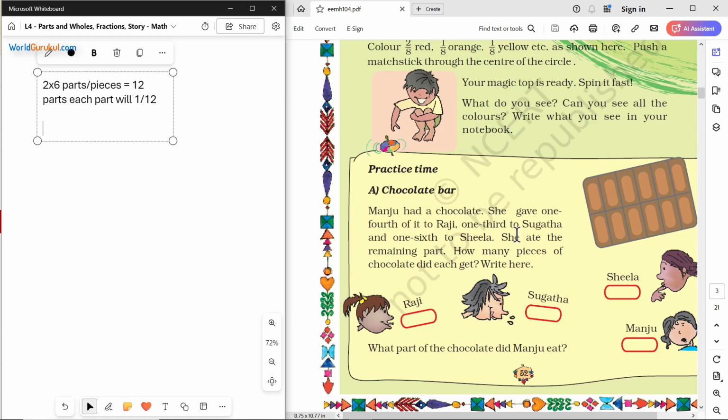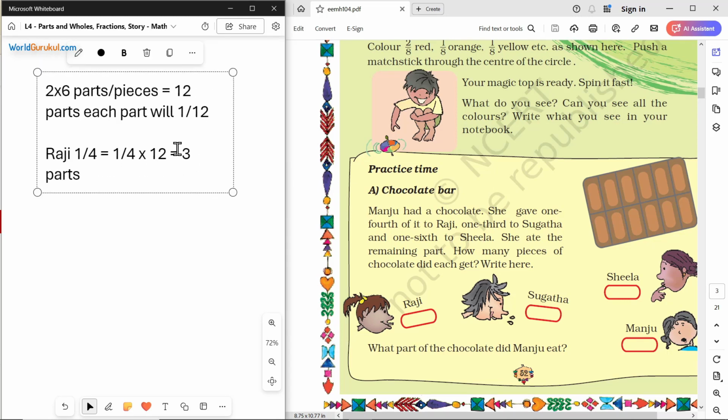Now, how did she distribute to her friends? She gave 1/4 of it to Raji. You have made this into 12 parts. 1/4 of 12 is how much? 1/4 multiplied by 12 is how much? 3 parts. 3 parts are given to Raji.